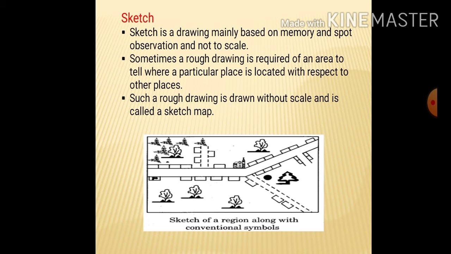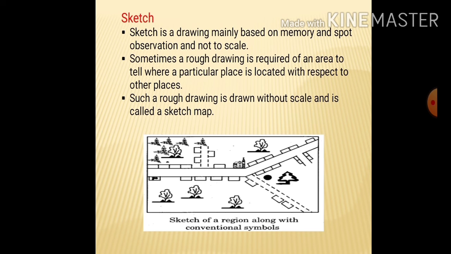The next important point is the sketch. A sketch is a drawing mainly based on memory and spot observation and not to scale. We have seen maps which are drawn to scale, where for example 1 centimeter is equal to 10 kilometers or 100 kilometers. That is the scale, what is actually on the ground is drawn on the scale map, but a sketch is not to scale. It is based on memory.